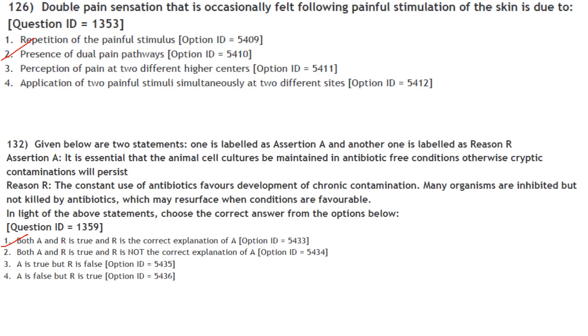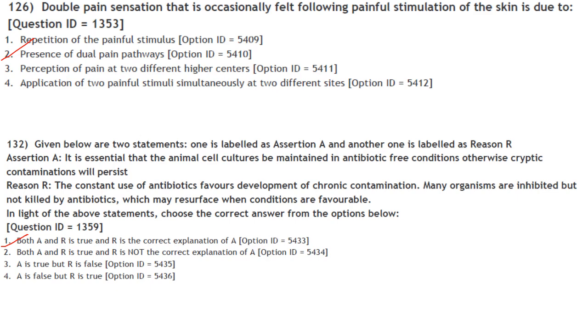Given below are two statements. One is labeled as assertion A and the other is labeled as reason R. Assertion: it is essential that animal cell cultures be maintained in antibiotic-free conditions, otherwise cryptic contaminations will persist. Reason: the constant use of antibiotics favors development of chronic contamination.